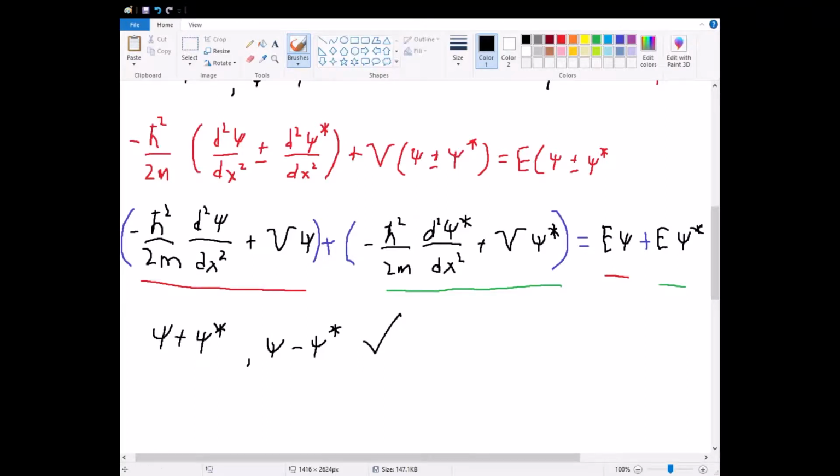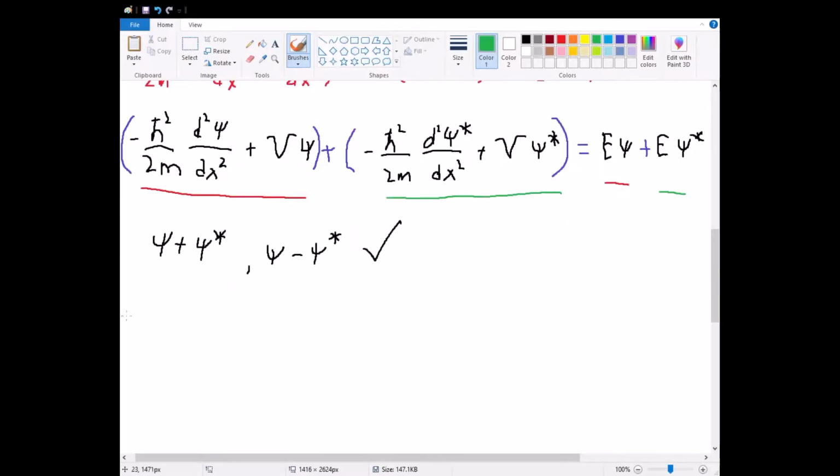All right, now that we've proven this, the next thing we can do is show that actually psi can in fact always be written as real. So let's consider a complex psi. Let's consider a psi that is written as a plus ib. And respectively, its complex conjugate, psi star, is going to be written as a minus ib. So hopefully you see where this is going.